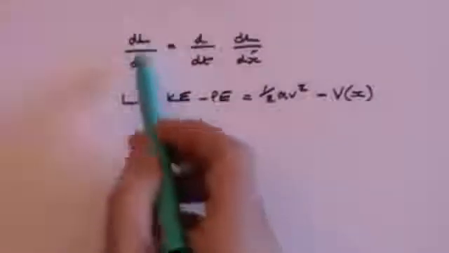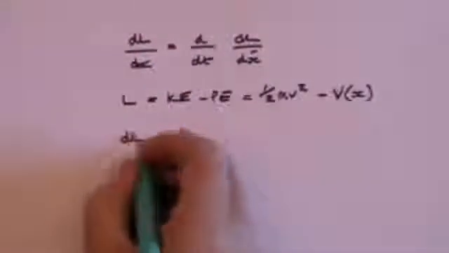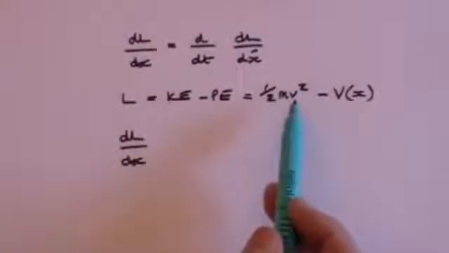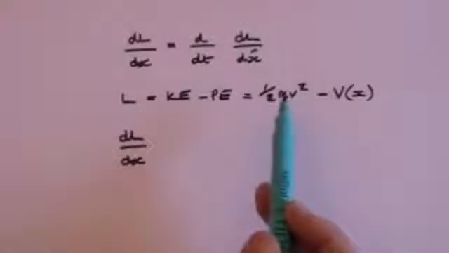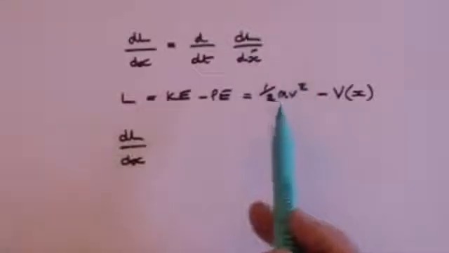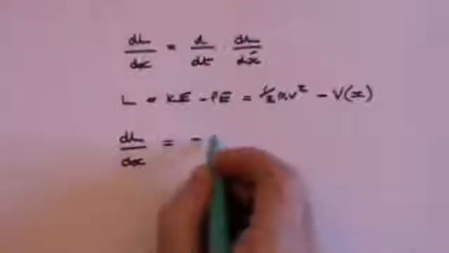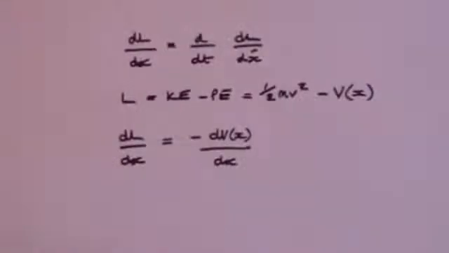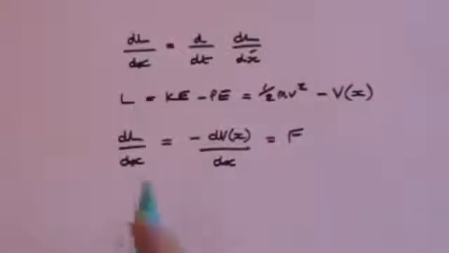So let's first do this side of the equation, dL by dx. Well, there is no x term in half mv squared. There's an x dot term, but not an x term, so you get nothing from the derivative here. And this then simply becomes minus dV, which is a function of x, by dx. But you may remember that earlier on in this video I told you what minus the derivative of the potential with respect to x was. It was the force. So dL by dx is simply giving you the force.